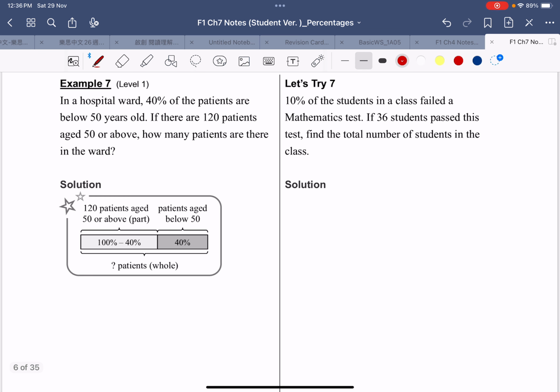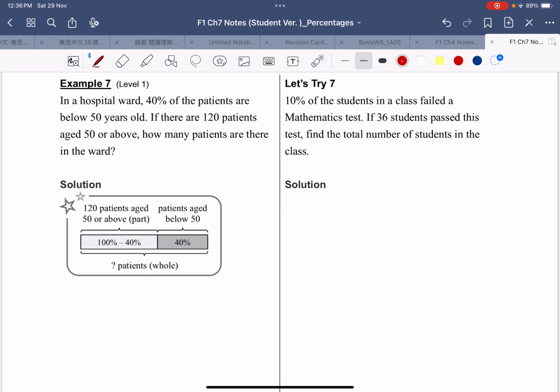Example 7. Okay, let's look at the question. But the percentage given isn't for the part we know. We know of 120 patients, 50 are 50 or above. The group represents 60% of the total. So 60% of the total N is 120, right?